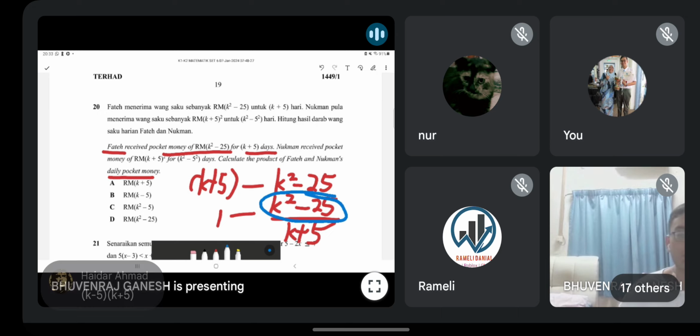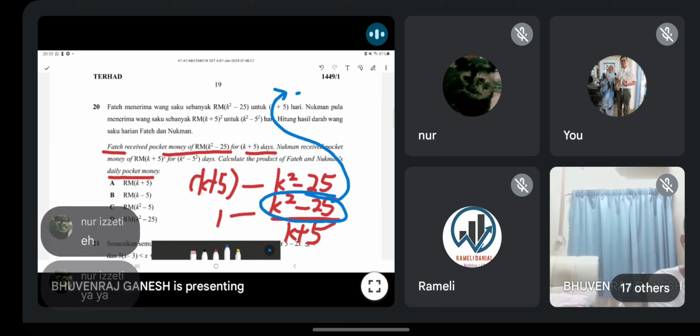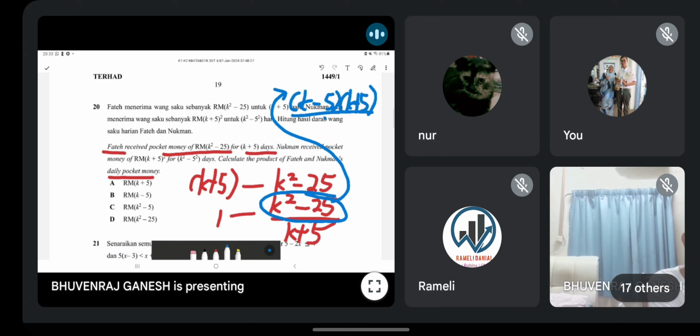This one is quadratic. Yes, correct. Bukan kembangkan. It means faktorkan. Kamu jadi dia lebih ringkas. Kamu faktorkan yang ni. K minus 5, K plus 5. Supaya kamu boleh potong dengan yang bawah. You cut the bottom, the denominator. Can you see? K plus 5, K plus 5 potong. So you left with K minus 5. Okay? Settle for one person.